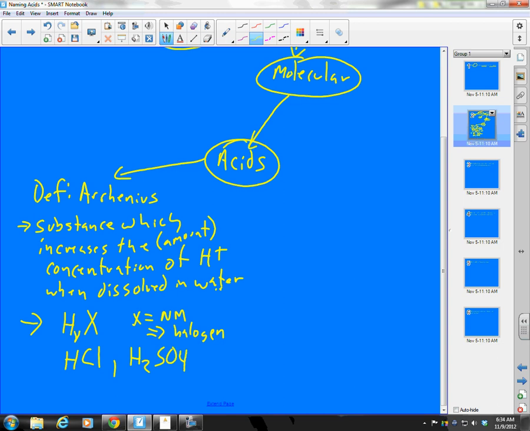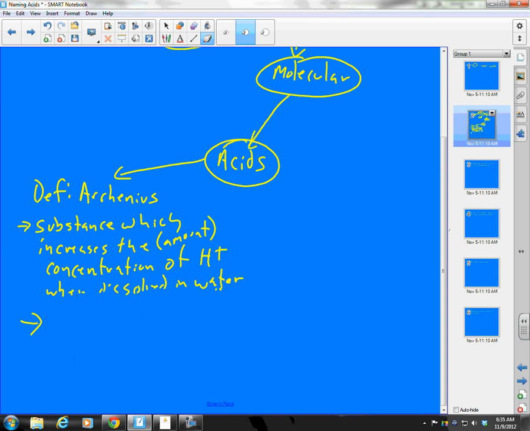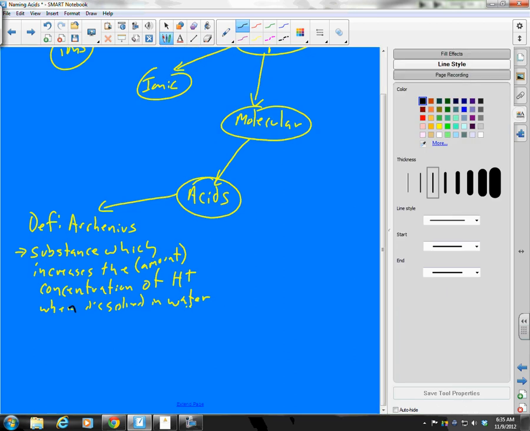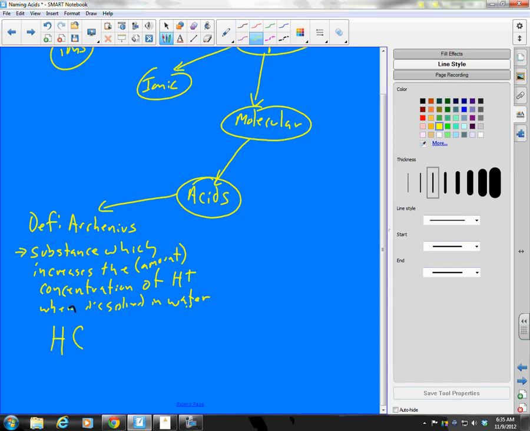But most of them have just one H, and there are things like HCl, H2SO4. These are examples of, oops, you know what? I got a little ahead of myself. Let's skip that for a second. I got to my binary acids too soon. But most of these have H in them. So like HCl would be correct, H2SO4. These are both examples of Arrhenius acids.